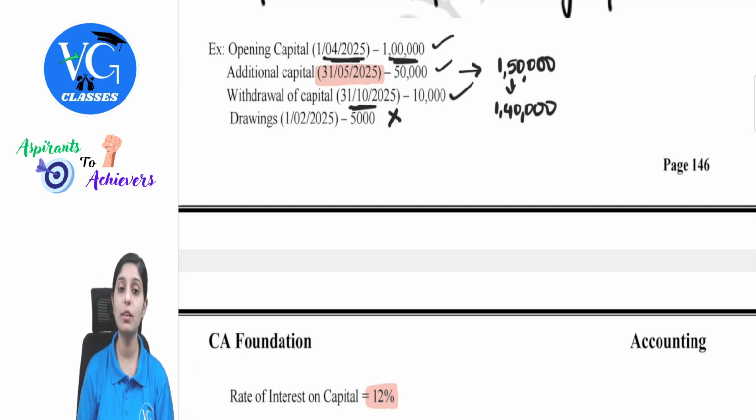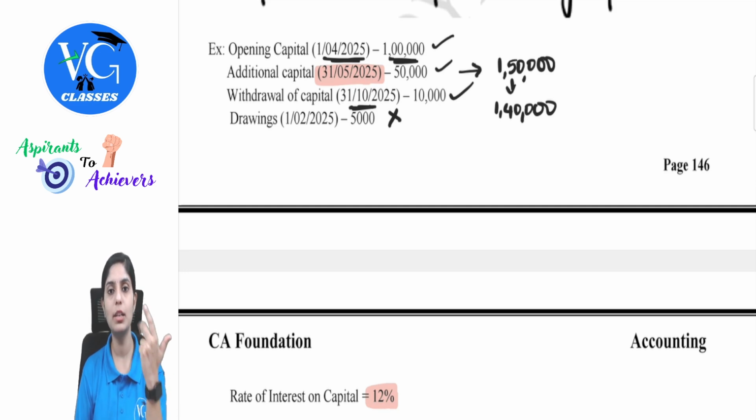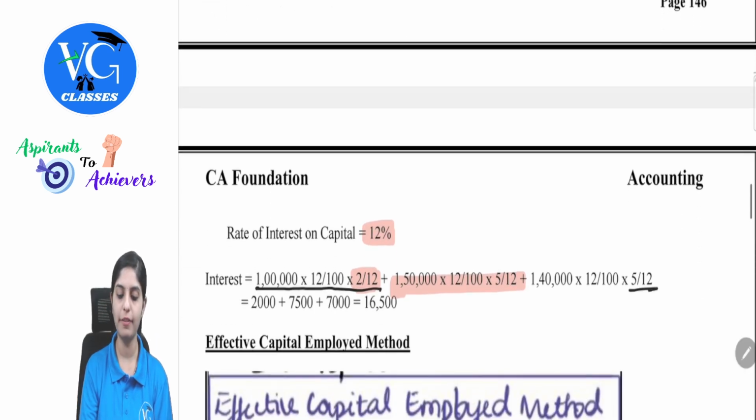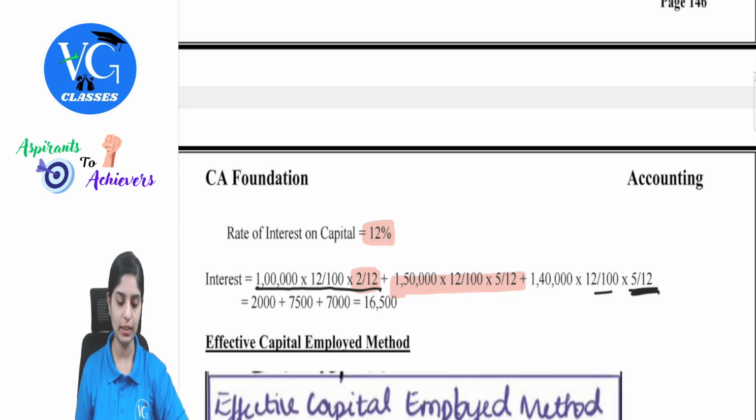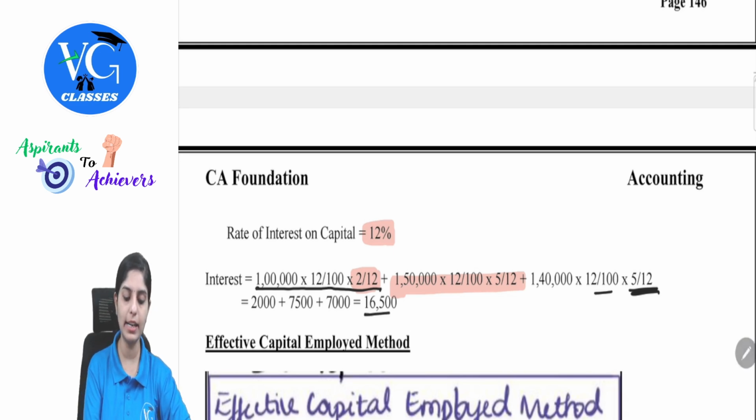So 1,40,000 is present in the business until the year end. This is happening on 31st of October. That means November, December, January, February and March. For how many more months? Again for 5 months. So this will be 1,40,000 into 12 by 100 into 5 by 12. So if you observe, we have just considered the balances which were present in the business irrespective of the number of months and then found the interest. So if we calculate this, our interest on capital will be 16,500.